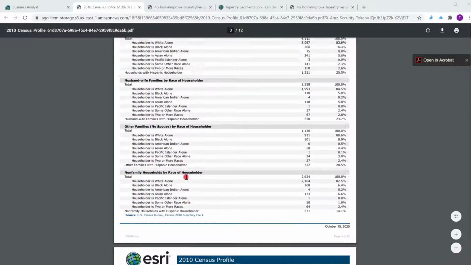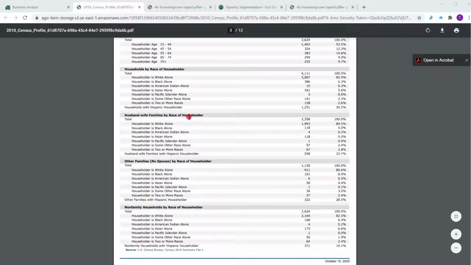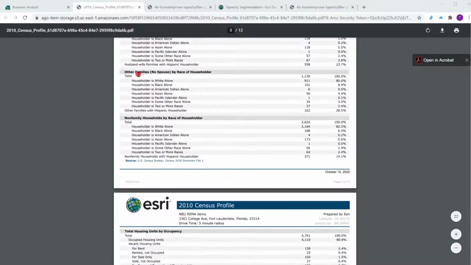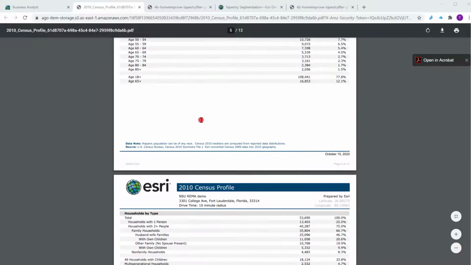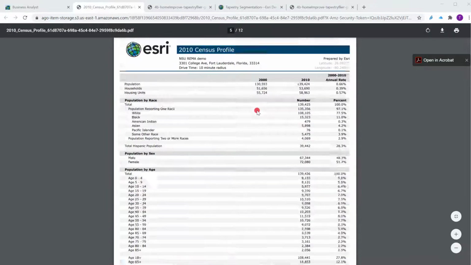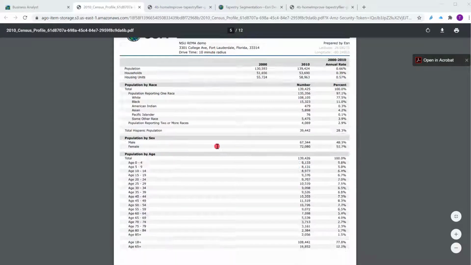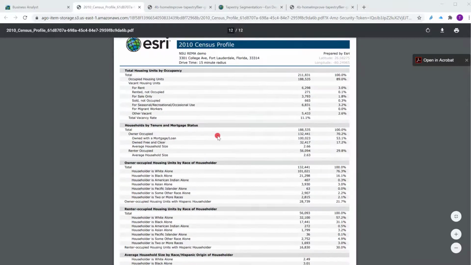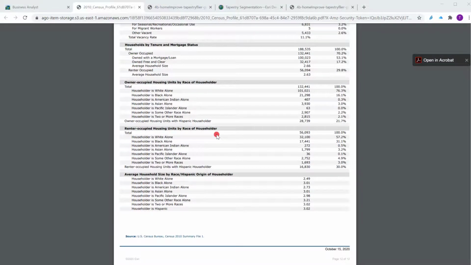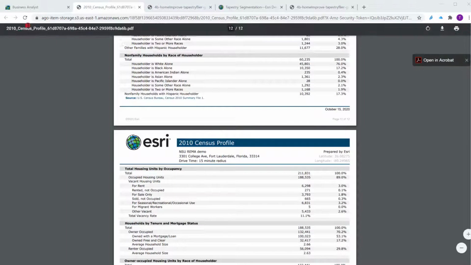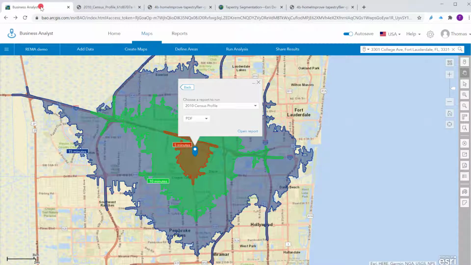Yeah. It goes on and on and on. Husband-wife families, household by race. Yeah. Other families, no spouse householders. Again, breaks it down step by step. This report is 12 pages long. Why? Because it switches to 10 minutes radius, and at the end, even to the 15-minute radius, because we had three drive times. Huh? Okay, what about other reports?